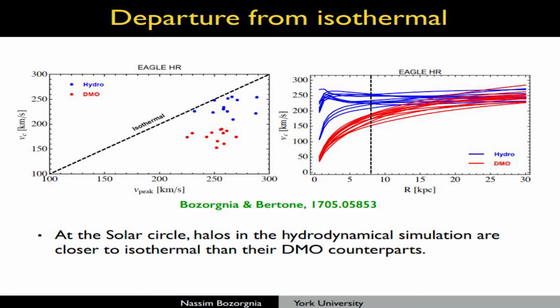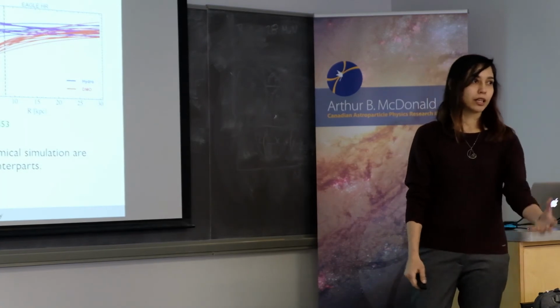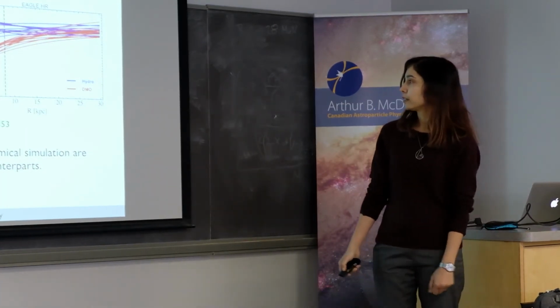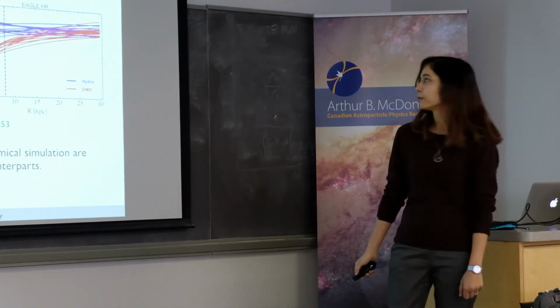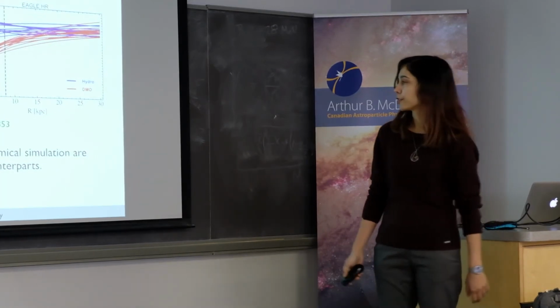So this circular speed is higher, again at 8 kiloparsec, due to the deepening of the gravitational potential. So we can see that things are not exactly isothermal, but they're closer to isothermal when you include baryons due to the deeper gravitational potential.